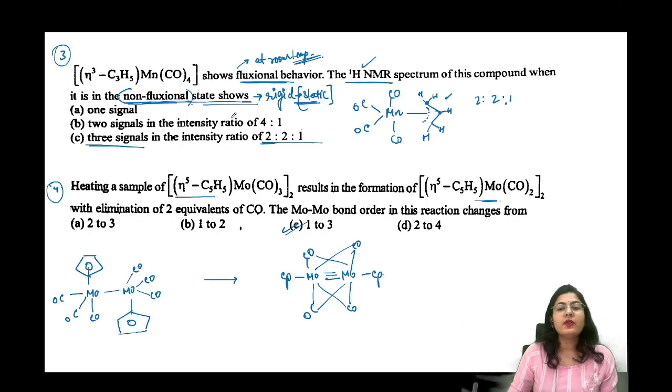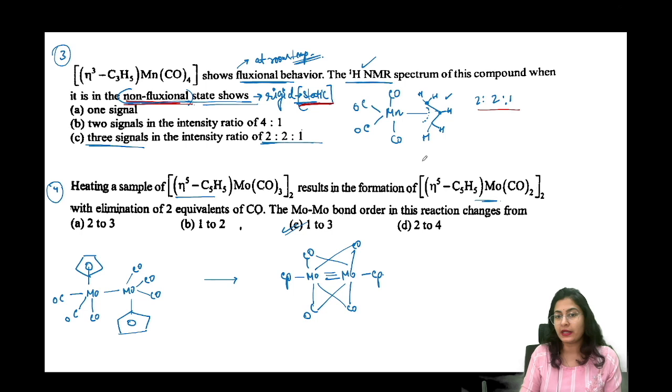Alright. So I guess we come back to this question once, because this question, guys, is a little bit tricky over here. When you are asking the question in the non-fluxional state, that means it is static. Even in the static conformation, you should have 2:2:1 like this. Static, no problem. It is not moving around. But in the static conformation also you have a sigma plane which you can see.